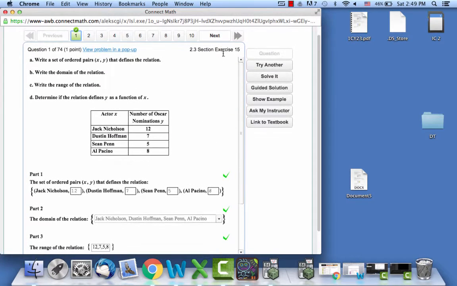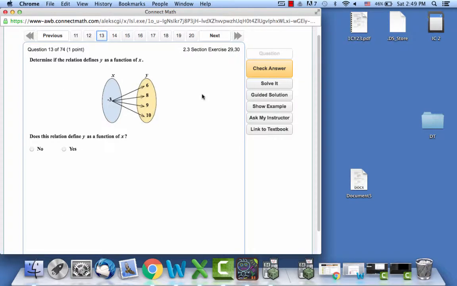Okay, so now I'm going to go over to 13. We're trying to decide if this defines a function. -3 goes to all 4 of these values. So if -3 is in a competition, even though that appears to be the only person who showed up for it, they're still cheating by using all these different arrows, so it is not a function.